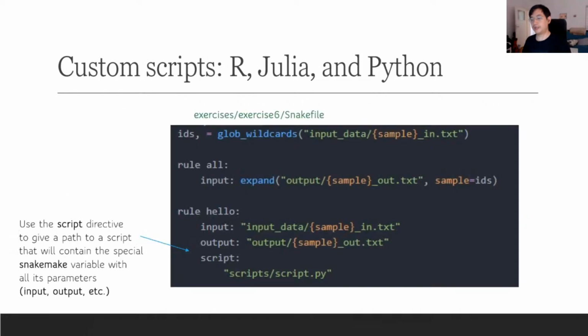So here is another example of a very simple rule, which will be running in parallel. But here, instead of using run or shell, we're going to use the script directive. So again, this will contain all the special Snakemake variables, such as input, output, and so forth. In this case, just input and output, and also wildcards, I guess. Yeah, so now let's take a look at what the script might look like.